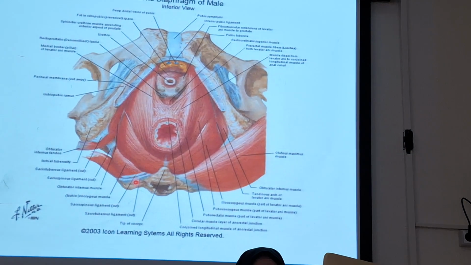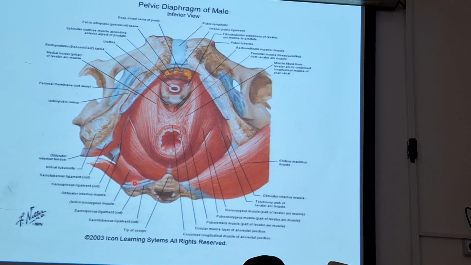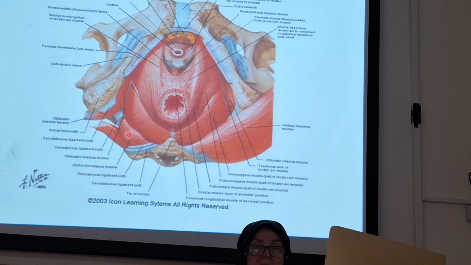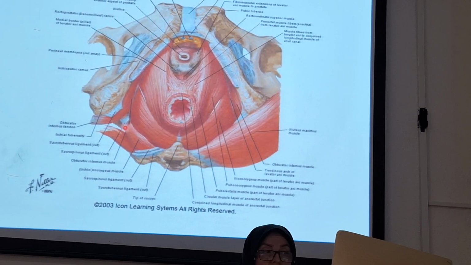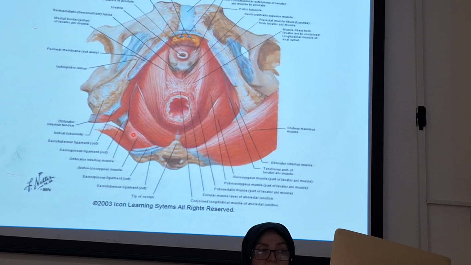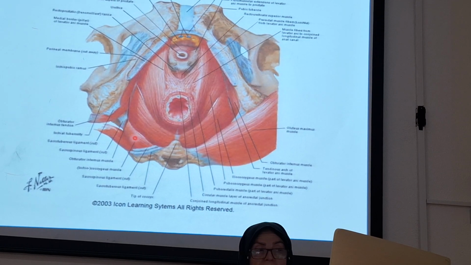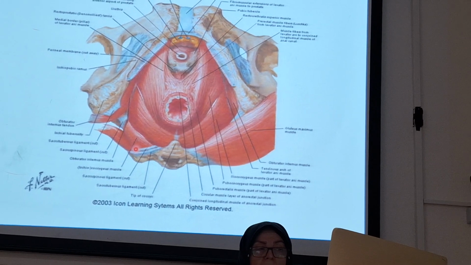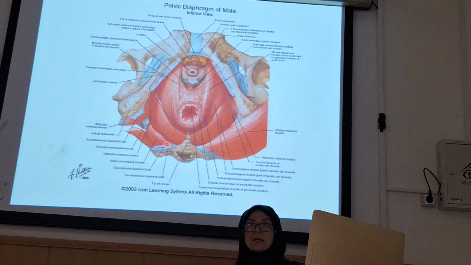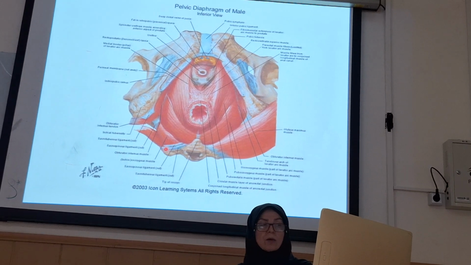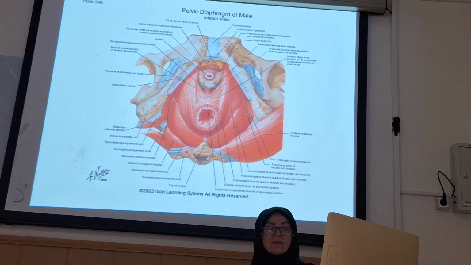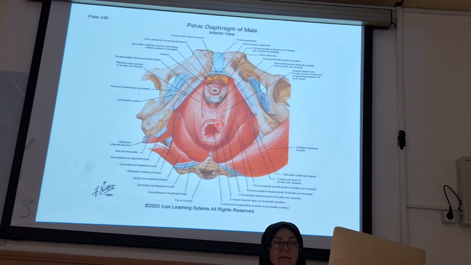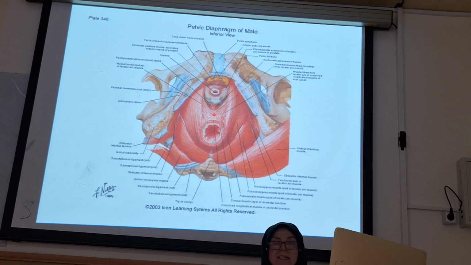Sacrotuberous ligament, sacrospinous ligament, and this muscle, what's the name of this muscle? Ischiococcygeus. So the coccygeus or ischiococcygeus. In this muscle, I am able to show you the sacrospinous ligament, and superficial to the sacrospinous the sacrotuberous is visible. The anococcygeal ligament is visible here, the perineal body, the position is here.